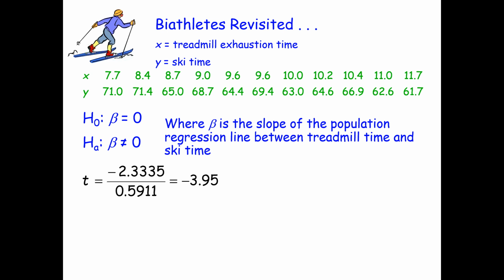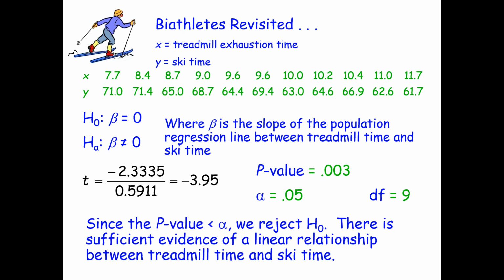So we'll plug that in, giving us a t-value of negative 3.95, which, because we have 9 degrees of freedom, yields a p-value of 0.003. Using an alpha of 0.05, we see that our p-value is less than our alpha. And since the p-value is less than alpha, we reject our null hypothesis. So there is sufficient evidence of a linear relationship between treadmill time and ski time.